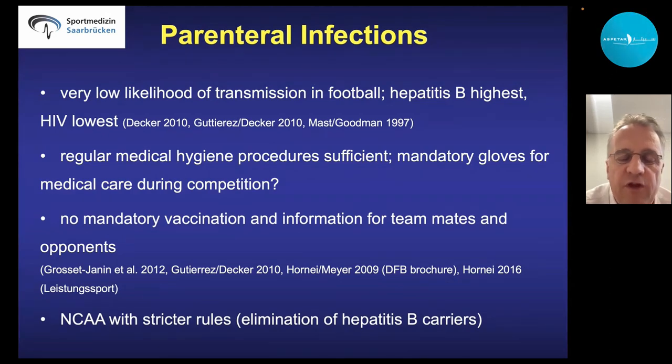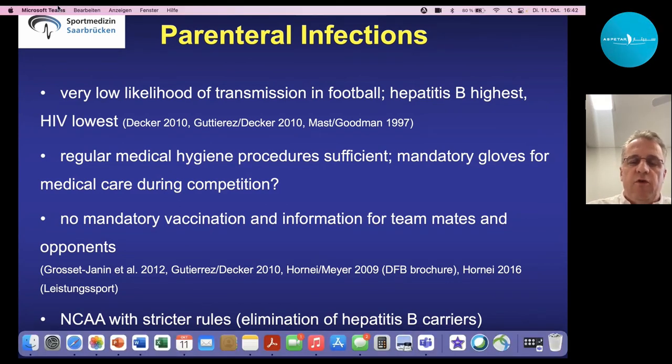Even mandatory vaccination or mandatory information of the teammates and the opponents was not considered necessary because the transmission likelihood is so low. It should be noted that the NCAA in the United States has stricter rules. And the reason given for that is that they want to eliminate hepatitis B carriers. I'm not so sure if this is really reached by these stricter measures, but that's what they report as the main reason. Let me summarize all that.